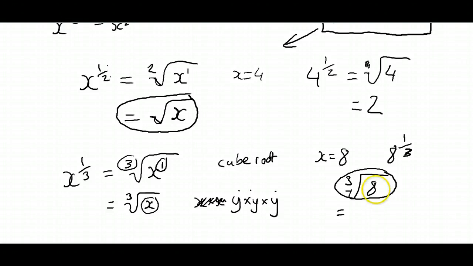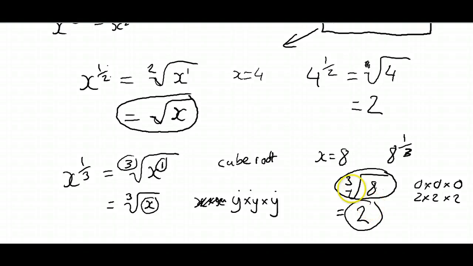Okay, so that's asking what number do we multiply by itself 3 times, something times something times something, that will give 8. Now you might be able to figure out pretty easily that that number is going to be 2. Okay, 2 times 2 times 2 will give 8. So 2 is the cube root of 8.